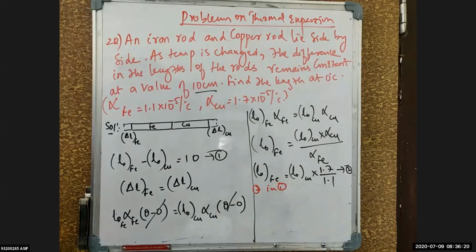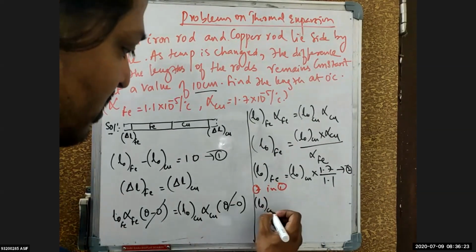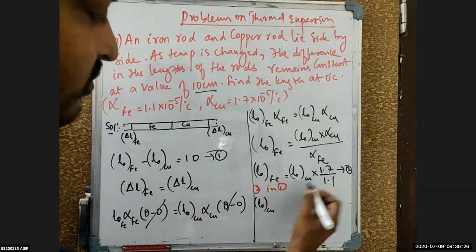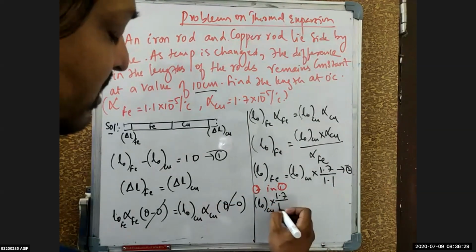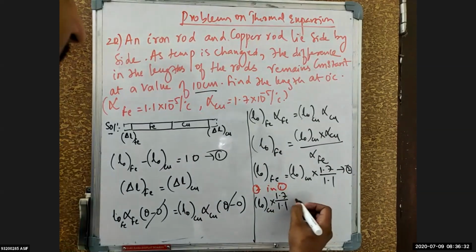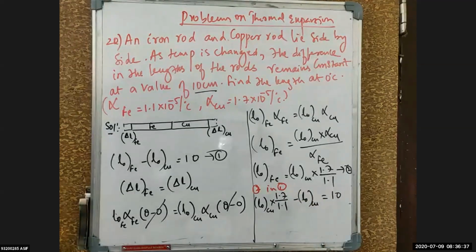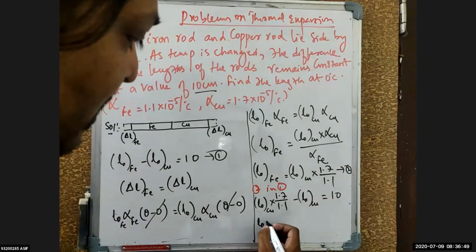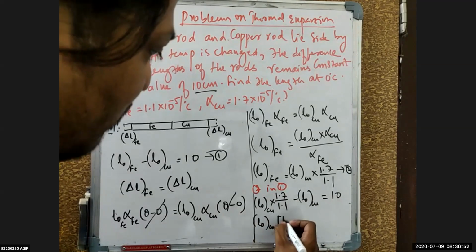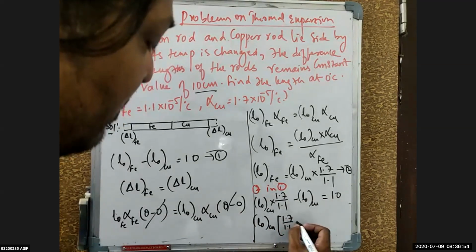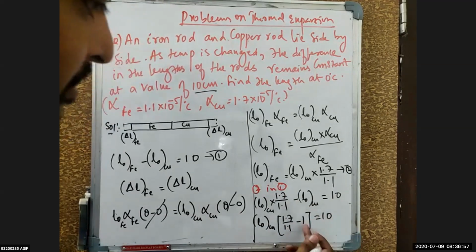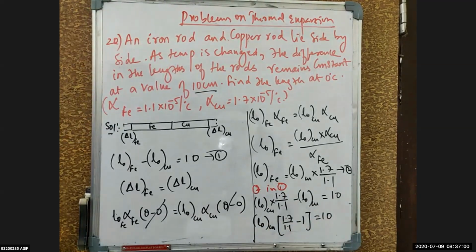Okay, so L of your iron, how much are you getting right now? Length of your copper minus length of your copper into this one, which is nothing but 1.7 divided by 1.1, minus length of your copper is equal to 10. So I'll be getting the initial length of copper. See how much I'm getting right now from this one. So what I can take common in this one, L naught of your copper is common, into 1.7 divided by 1.1 minus 1 is equal to 10. Minus 1, if I'm taking it there, that will become plus. So that will become 11.